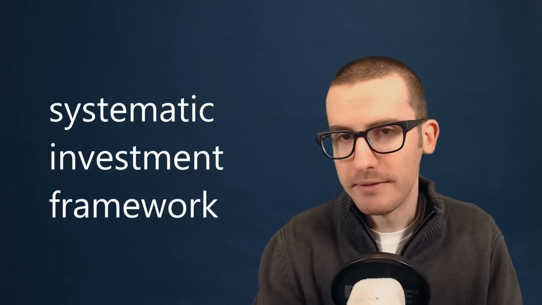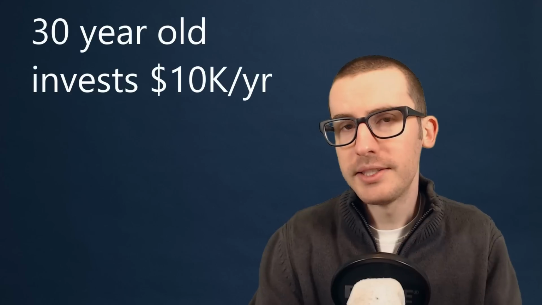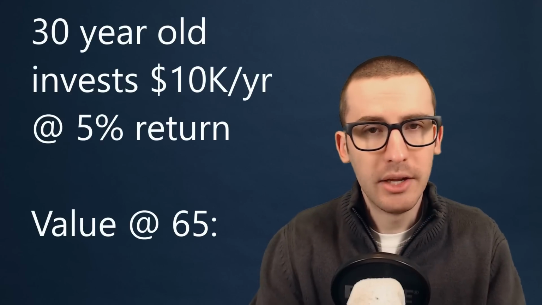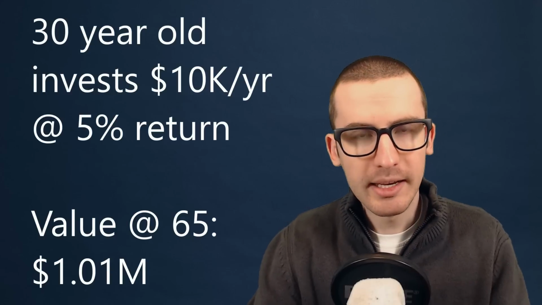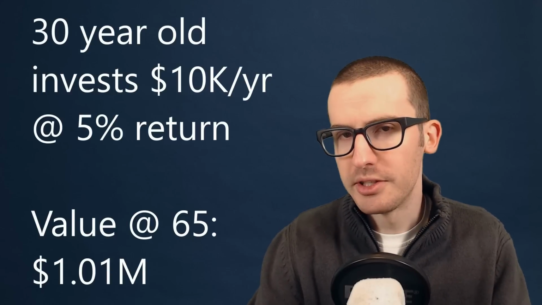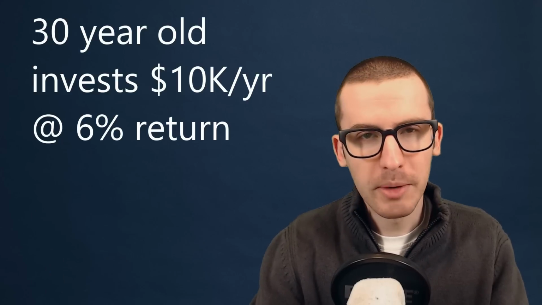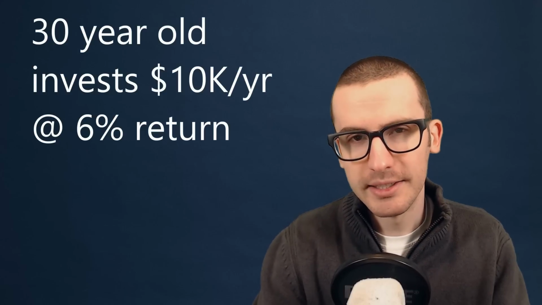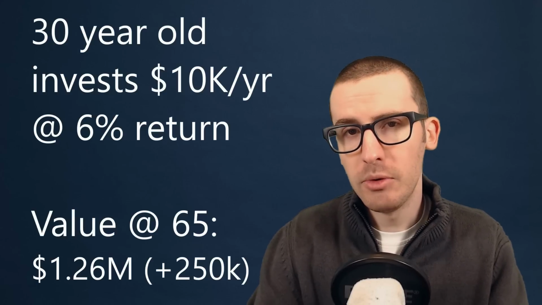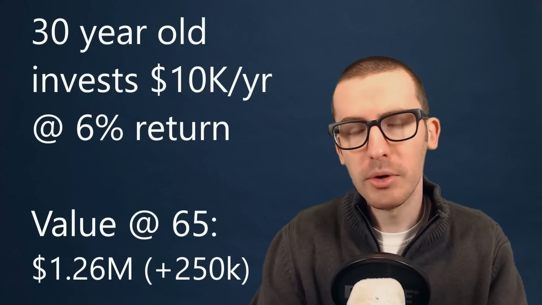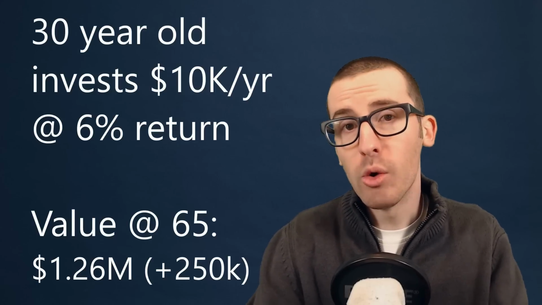If that graph wasn't enough to convince you of the importance of this, let me provide you with some real numbers. A 30-year-old investing $10K per year at a rate of 5% will have just over $1 million by age 65. But let's say by implementing an investment framework to improve your decision-making and avoid mistakes, you're able to increase your average rate of return by just 1%, bringing it from 5% to 6%. Then for a 30-year-old investing the same $10,000 per year, you will have over $250,000 more by age 65, and even more if you start saving earlier or invest more money.